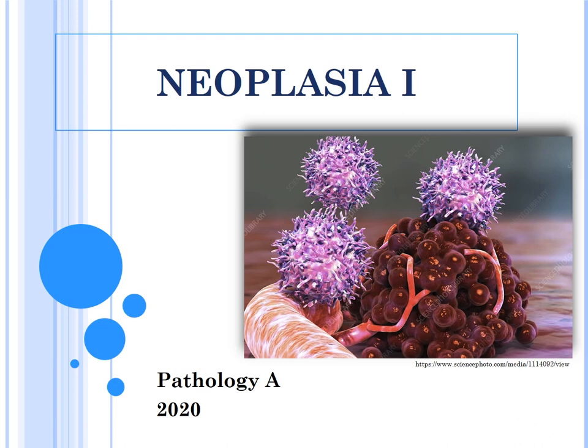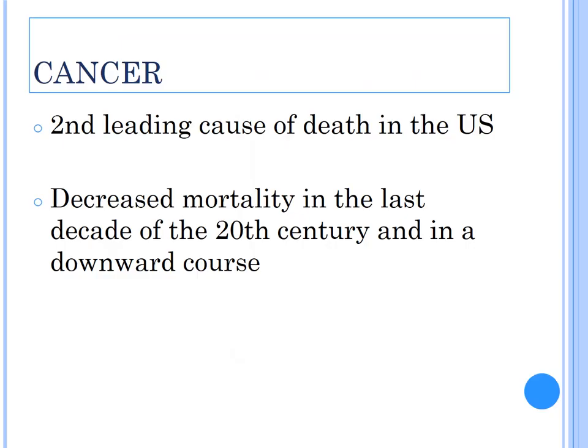So we are going to start, and you have to see to it that you will be taking notes of new terms, because you will be hearing new terms that you have not heard before. And that is how you're going to learn pathology. You keep on learning new terms and new concepts. So we will start with Neoplasia 1, and it is the second leading cause of death in the US. In the last decade, however, there is a decreased mortality, and this is explained by many factors. We will talk about that.